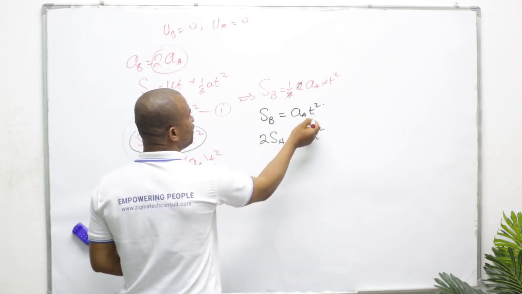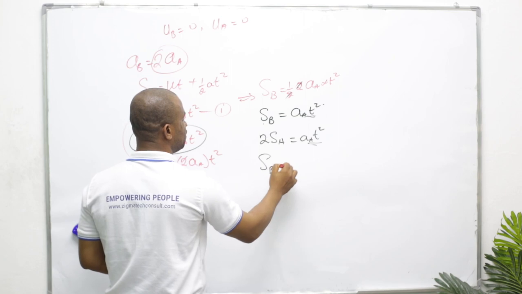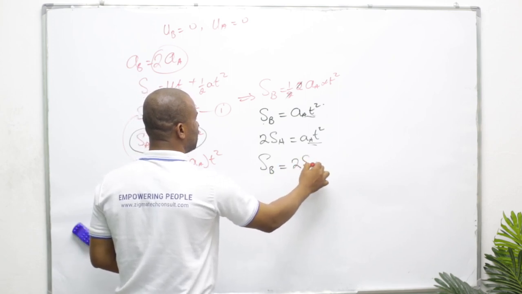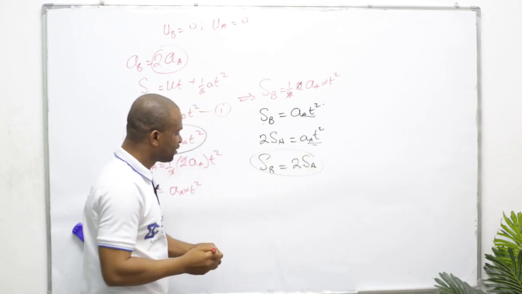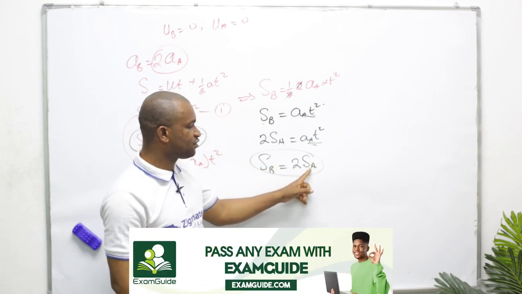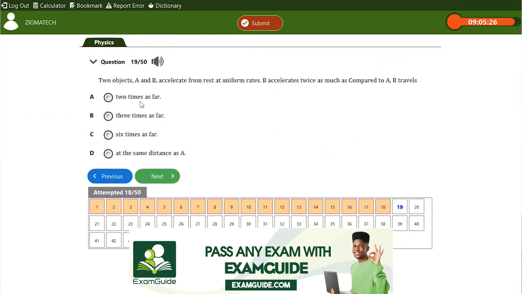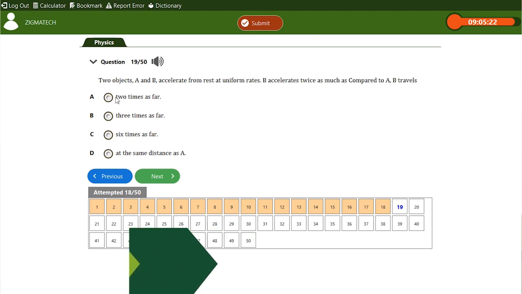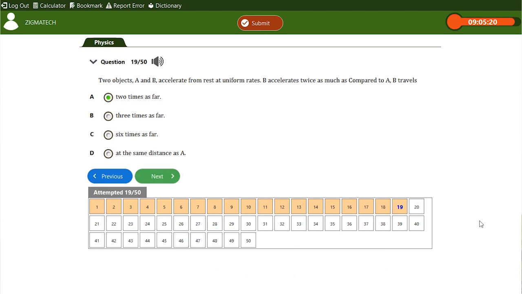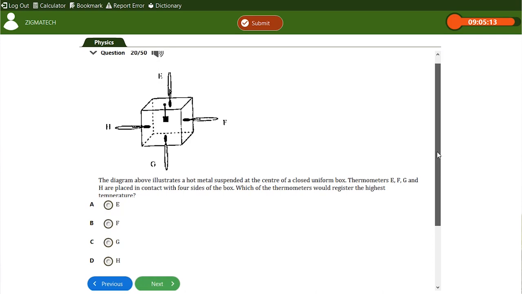Now, since this is equal to this, and this one is also equal to this, therefore SB is going to be equal to 2SA. So the distance of the object B is 2 times the distance of the object A. 2 times as far. So B travels 2 times as far. Yes. Question 20.